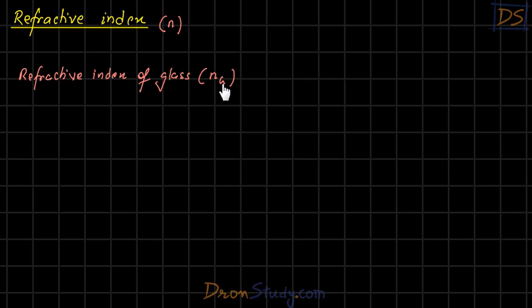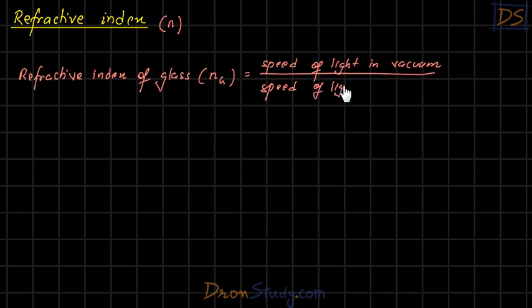N stands for refractive index, G stands for glass, and the formula for finding this refractive index will be speed of light in vacuum divided by speed of light in glass. This is the formula to find refractive index of glass. Now speed of light in vacuum is 3 into 10 to the power 8 meter per second, and speed of light in glass is, as we have seen, 2 into 10 to the power 8 meter per second. So clearly you can see it will come out to be 1.5. So refractive index of glass will be 1.5.